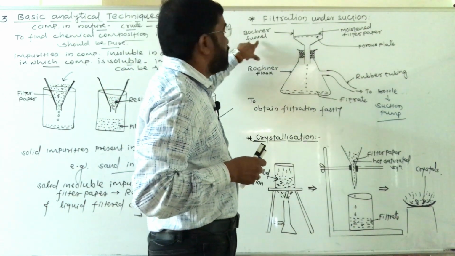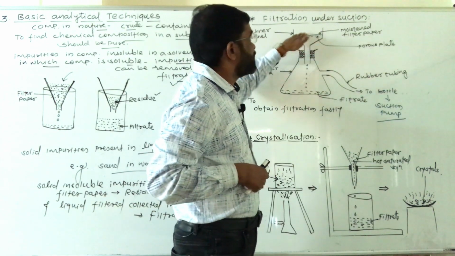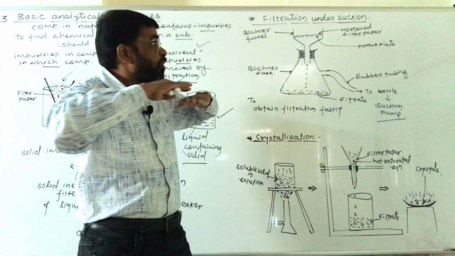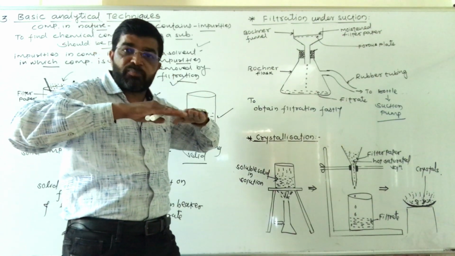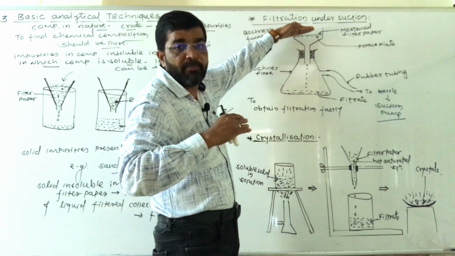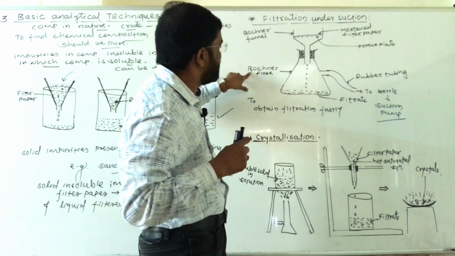Here we have to take the Buchner funnel. In this Buchner funnel there is a porous plate. On that porous plate there is a moistened filter paper, that means the filter paper is moistened with water and placed on it. After that this is fitted in the Buchner flask.